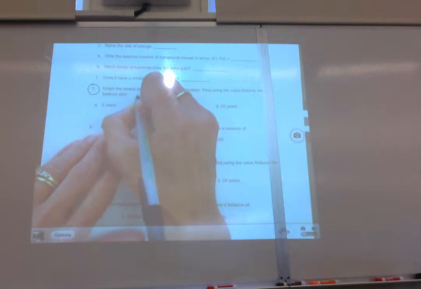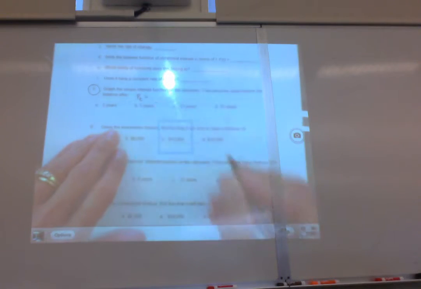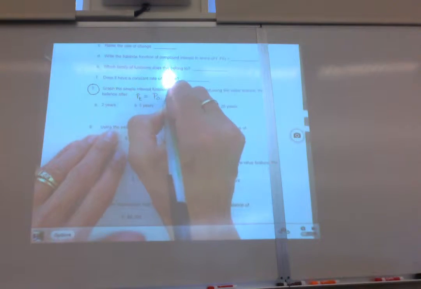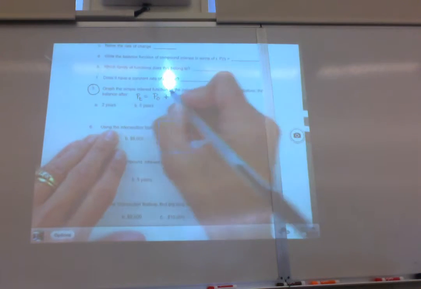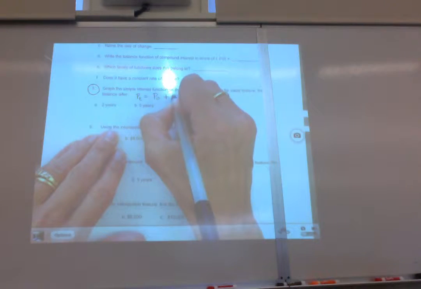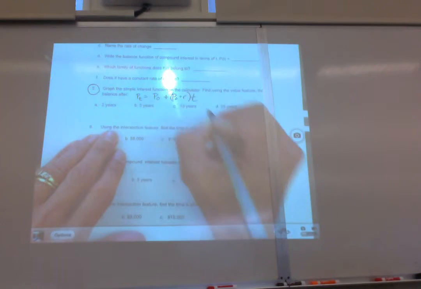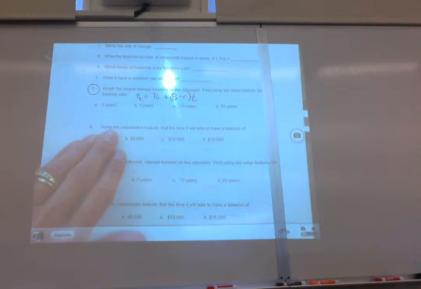Okay, so first of all, go ahead and write the generic simple interest function on this side so we can see it as we're working. P plus P0 times R times T. I guess we're going to have to go up to the top and get some of that info from number 4.